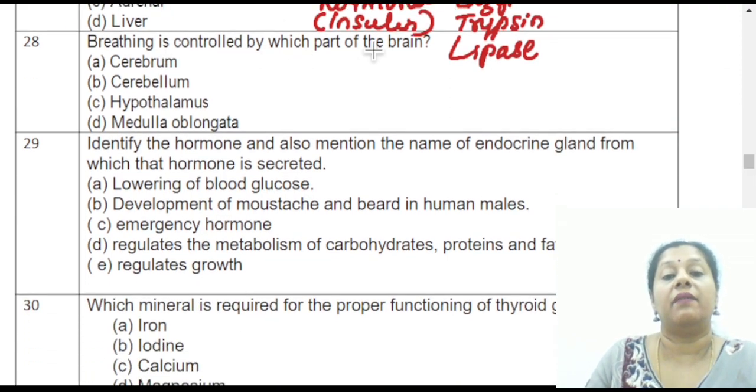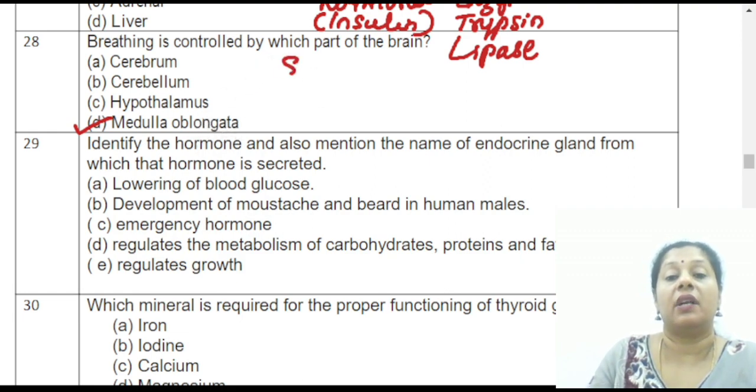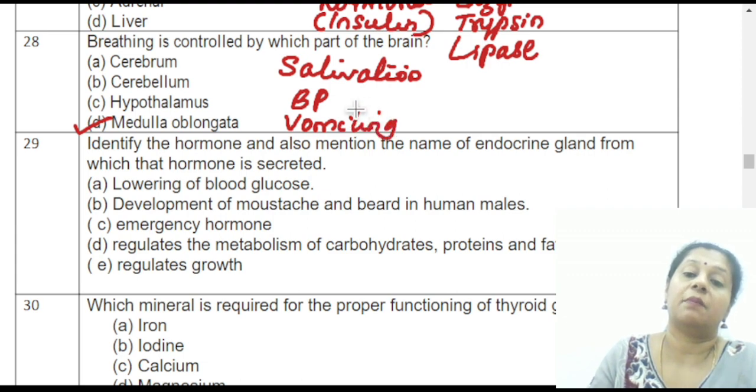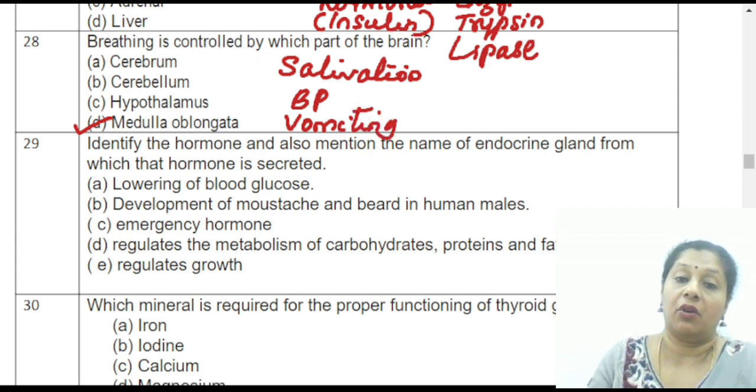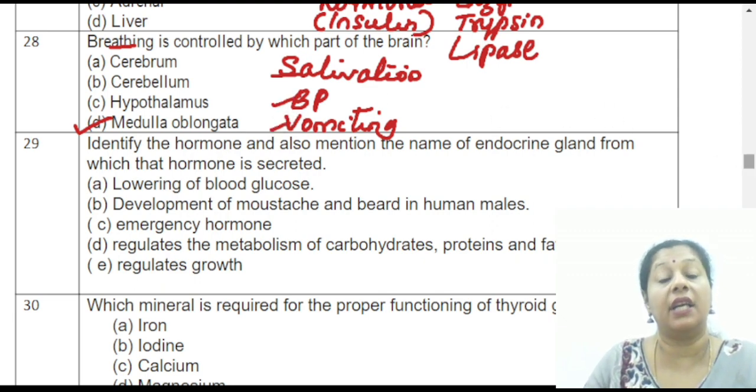Breathing is controlled by which part of the brain? The medulla oblongata of the brain controls breathing, the rate of breathing. It also controls salivation, blood pressure, and vomiting. So four points are there: respiration or breathing, salivation, blood pressure, and vomiting are controlled by the medulla oblongata. All these are involuntary actions.